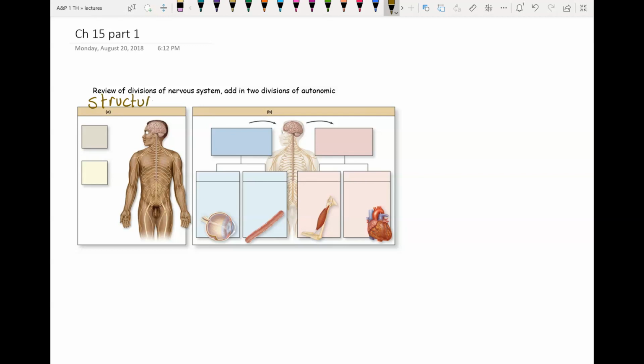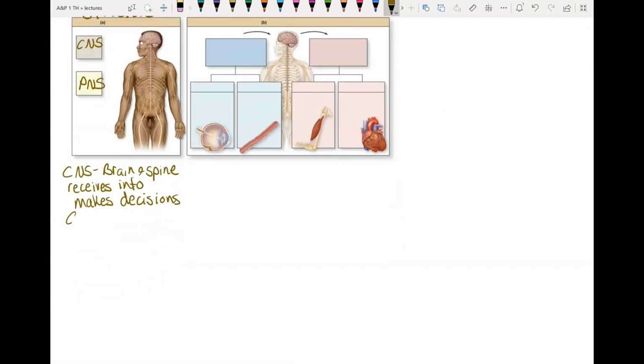For structure, we have the CNS and the PNS, central nervous system and peripheral nervous system. CNS is your brain and spine. This is what receives information, makes decisions, and gives commands. PNS is peripheral nervous system. This is all the nerves that connect your body to your CNS.